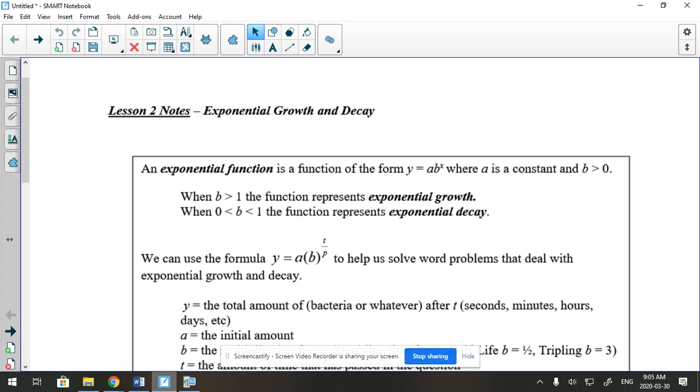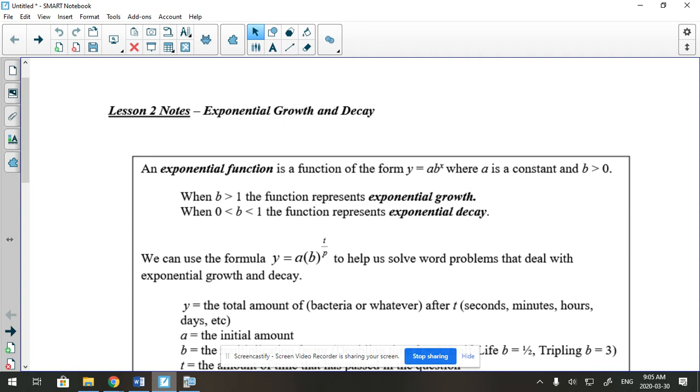Good morning. We're on to Lesson 2, Notes, Exponential Growth and Decay. Yesterday we just did an introduction of what an exponential function looks like and different properties of an exponential function. Today we're going to get into word problems using exponential functions.